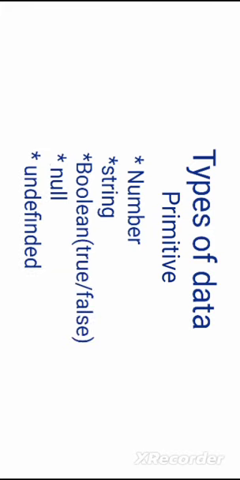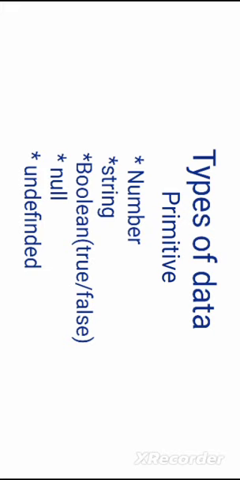Going back to the definition, a variable is a data name which is used to store what? Data values or symbolic names. So a variable can be used to store a number, it can be used to store a string, it can be used to store boolean values, it can be used to store null, it can be used to store undefined.